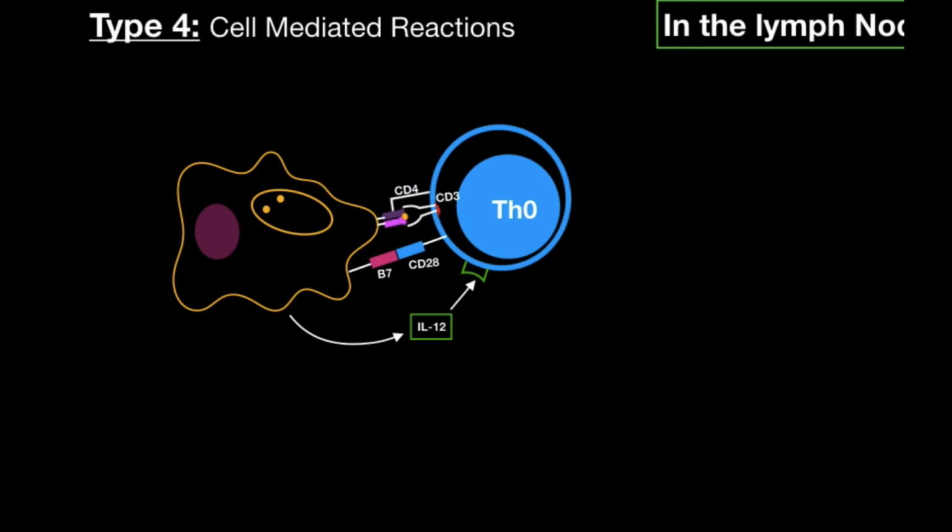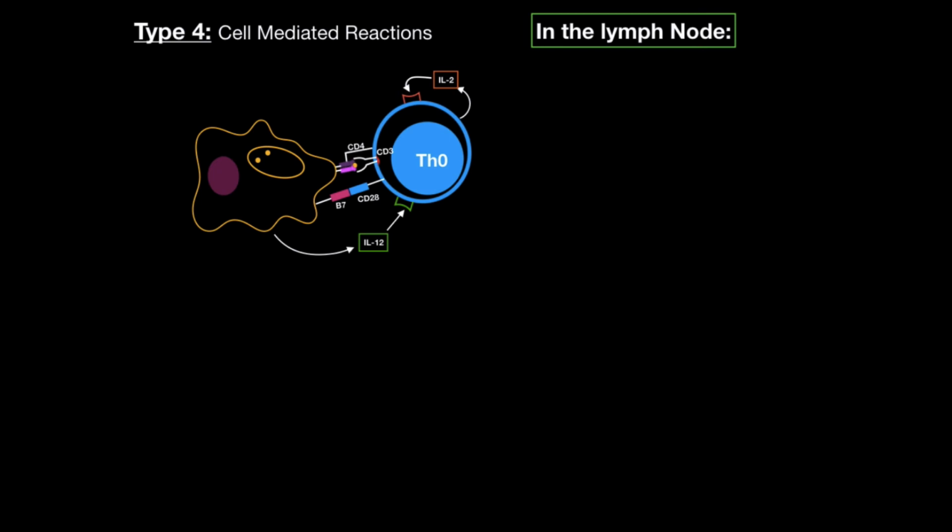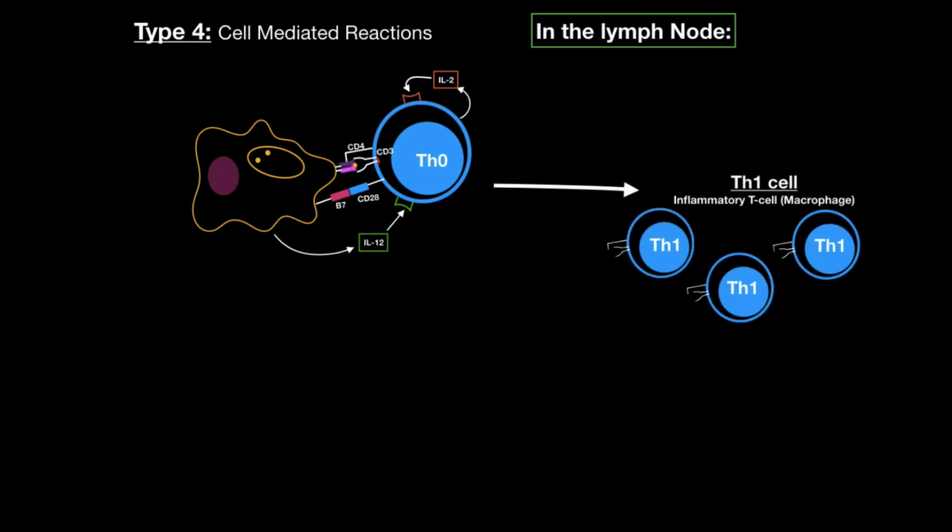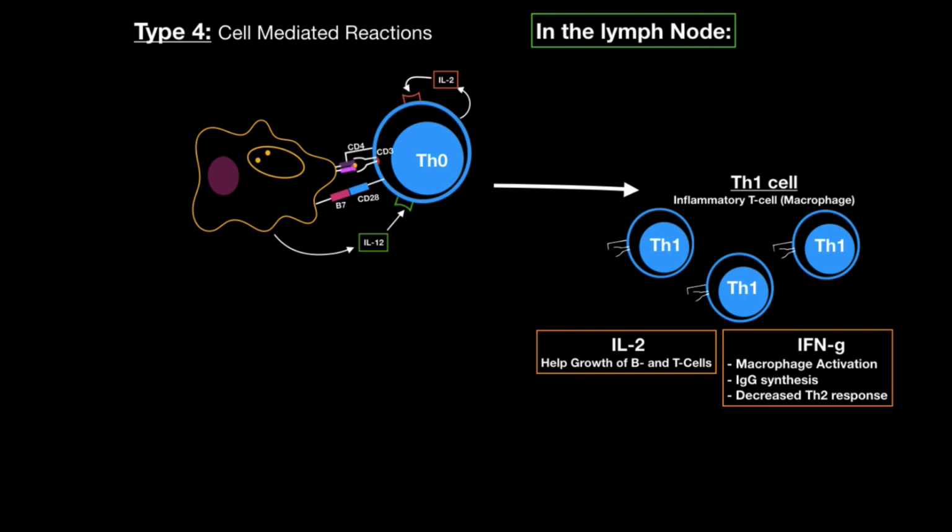So now after interleukin 12 has bound to the surface of the naive T helper cell, it's going to release interleukin 2, which is going to bind on its own surface. That's called an autocrine function. And that's going to help it grow, differentiate and undergo clonal expansion. So now the Th1 cell, an inflammatory T cell, activates macrophages by releasing interferon gamma, which also causes production of IgG and also decreases the Th2 production to focus more on the Th1. It's also going to release interleukin 2, which helps B and T cells to grow.